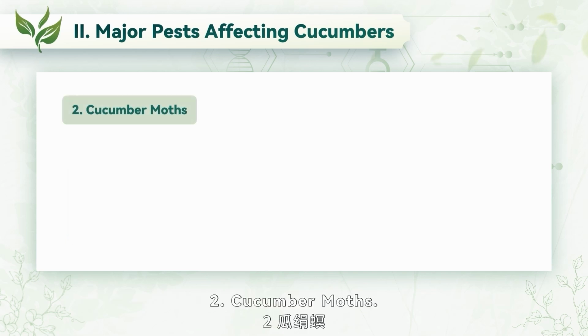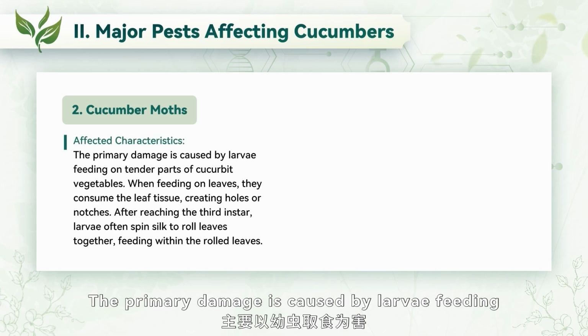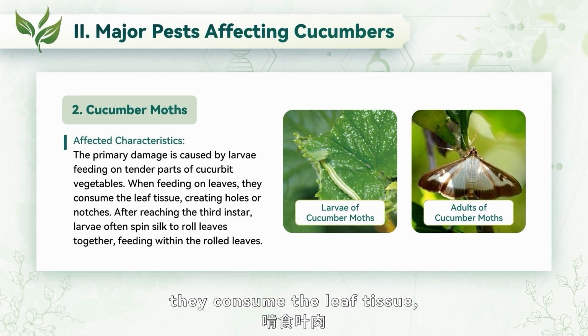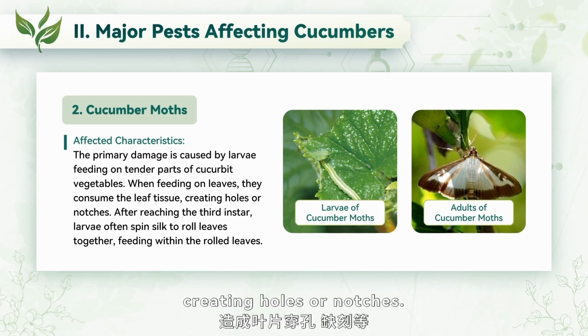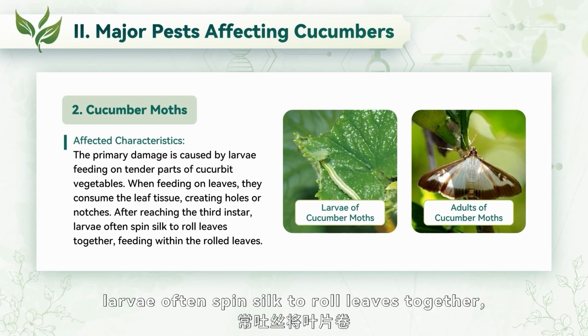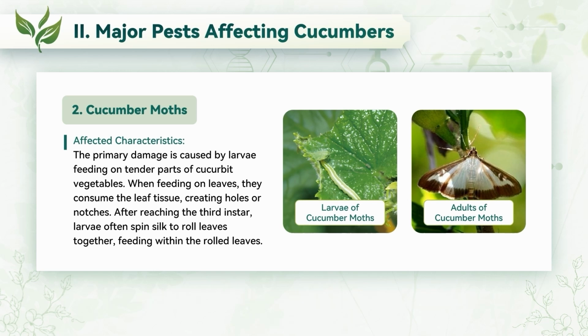2. Cucumber moths. The primary damage is caused by larvae feeding on tender parts of cucurbit vegetables. When feeding on leaves, they consume the leaf tissue, creating holes or notches. After reaching the third instar, larvae often spin silk to roll leaves together, feeding within the rolled leaves.